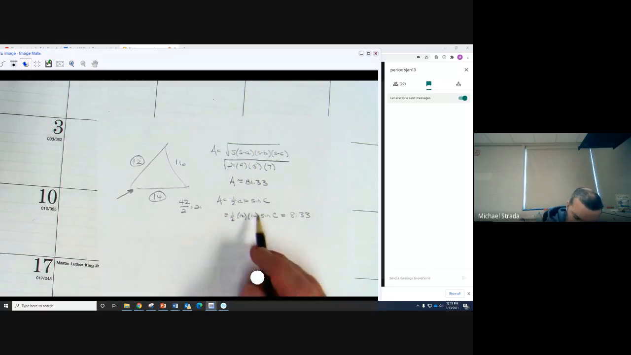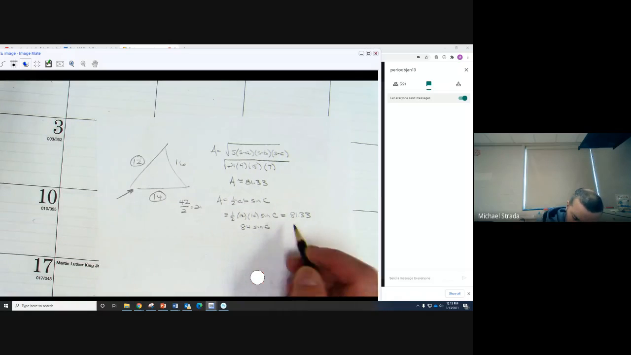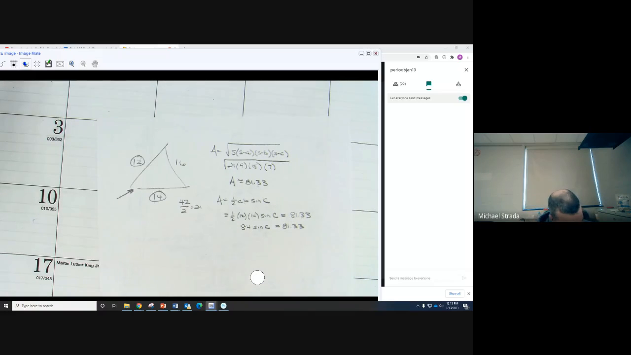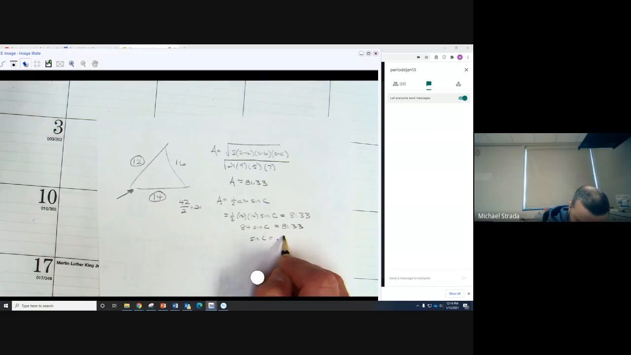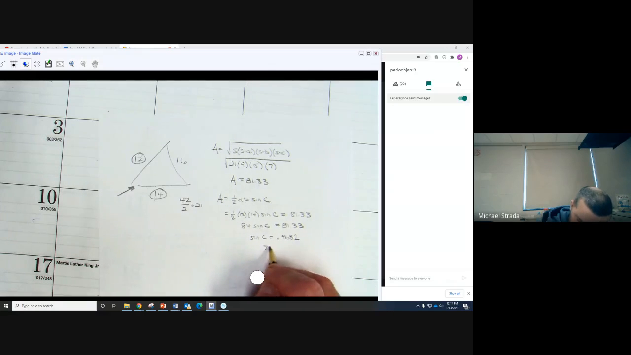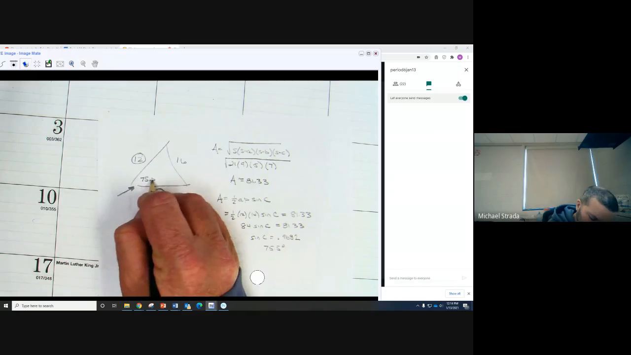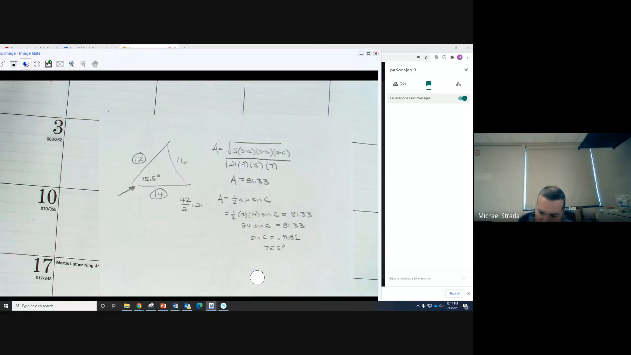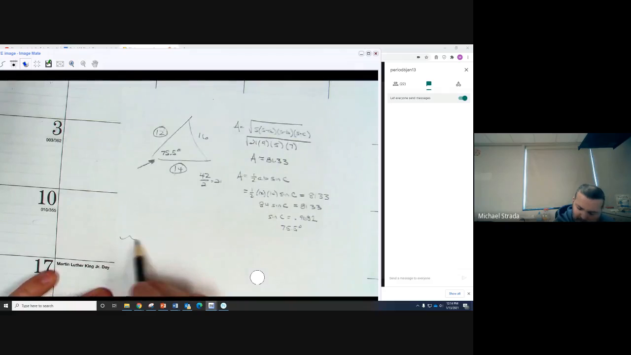You're now going to simplify this. 84 sine C equals 81.33. You can divide both sides by 84. Sine C equals 0.9682. And now you can do inverse sine of 0.9682, and you get 75.5. So if you get stuck doing the homework, or when you do the quarterly, or when you're taking the quiz on Friday, there's an alternative way to find an angle measure when they give you all three sides. That is up to you if you choose to use it.